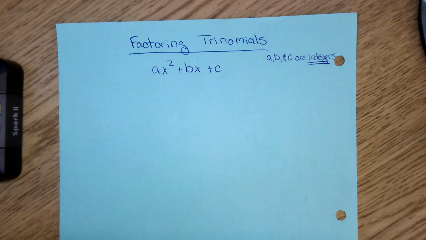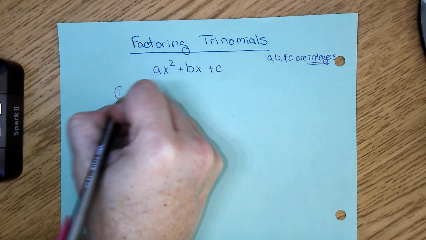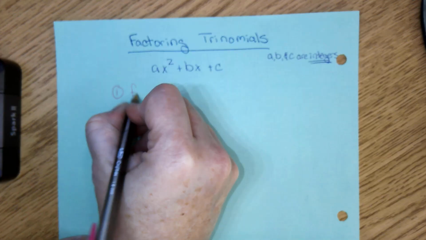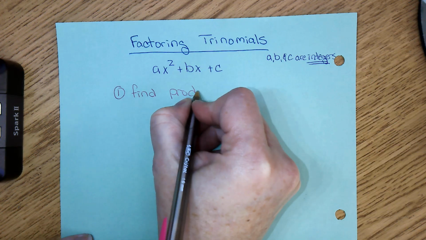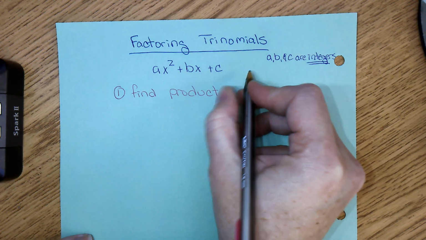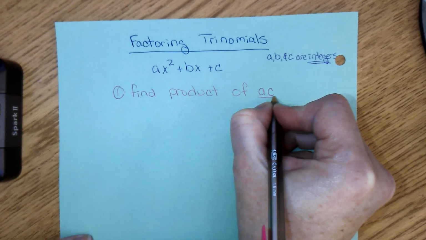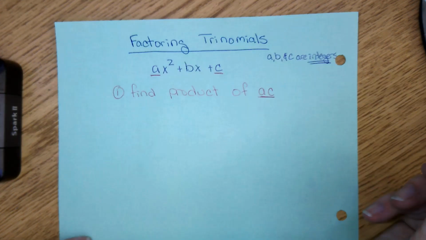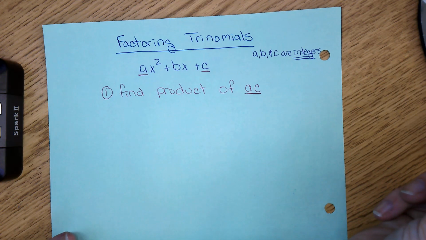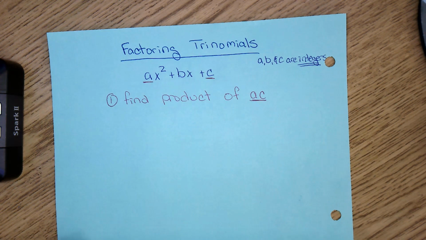All right, step 1. We are going to find the product. And what kind of math is product? Well, it's multiplication. So we're going to find the product of A and C. So you're going to take your A and multiply it by your C. All right? So A times C.